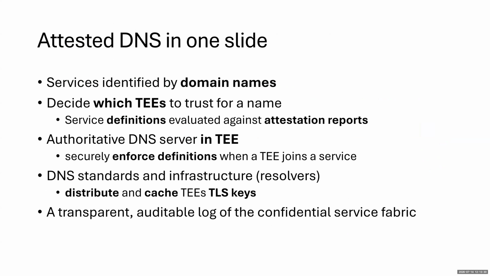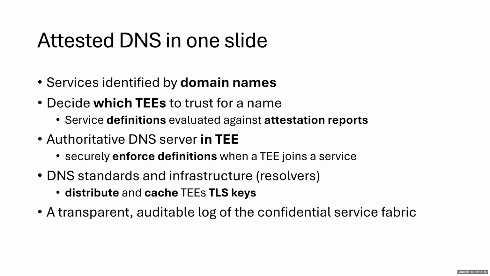So in a nutshell, to try and capture the high level ideas, we're mapping services to domain names. You have domains, subdomains, or names for services, and you want to figure out which TEEs you can trust for a given name. For that, we create and publish service definitions, which you can think of as predicates that you can evaluate against attestation reports. They tell you if an attestation report shows that a TEE is a valid instance of a service. Is it running the right platform, the right code for that service, that type of thing. I'm simplifying here a little bit, but that's loosely the idea.